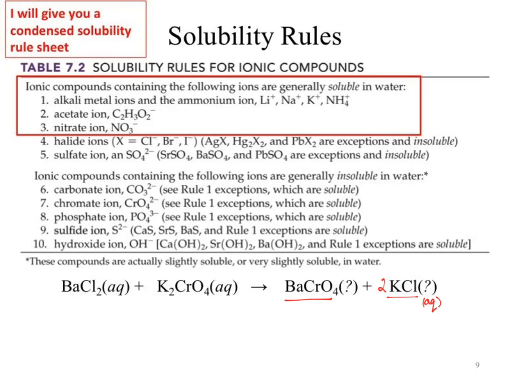What happens with our barium chromate? Now it becomes a little bit trickier. It's not one of our rules to memorize. We'd have to go through and find chromate on our list. Where's chromate? Rule 7. So rule 1 are our exceptions, which means anything with chromate is insoluble, which means it's a solid. What's our phase for barium chromate?